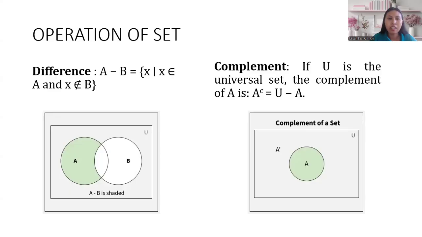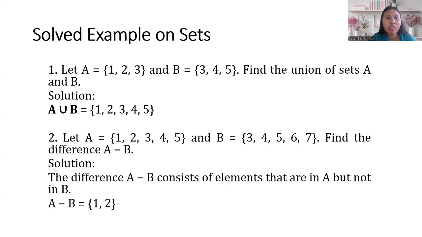I also have solved examples on sets. One: set A is the set {1, 2, 3} and B is the set {3, 4, 5}. Find the union of sets A and B. The solution: the union of two sets A and B is the set of all elements that are in A, B, or both. We get A union B equals the set {1, 2, 3, 4, 5}.